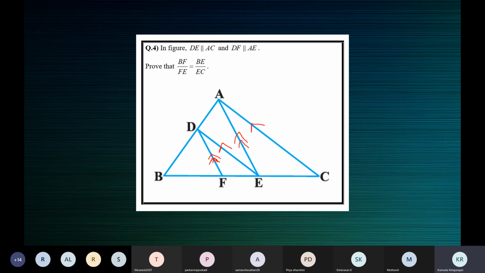So what's the ratio, Muthuvel? By BPT, what's the ratio on AB? Ma'am, BF by FE is equal to... See, you're doing a very blind approach. I just told you that E is the point of division. Now on BC, you have two points of division, F and E. Which one to take, F or E? E, ma'am. On BC, we have two points of division, F and E. Will you consider F or will you consider E now?